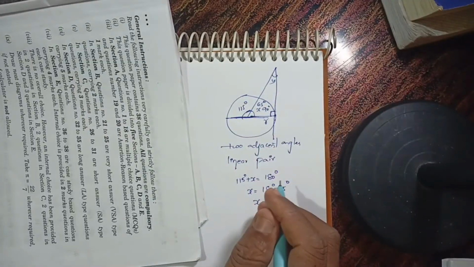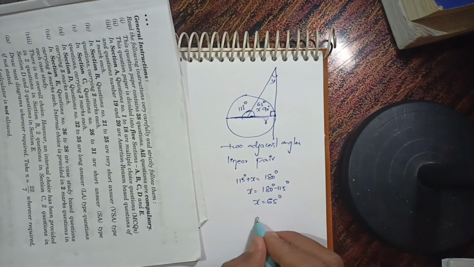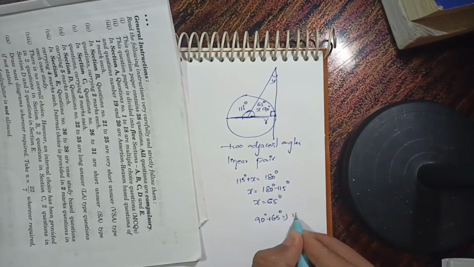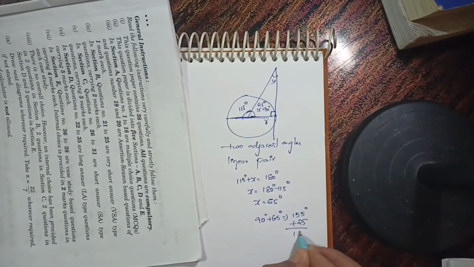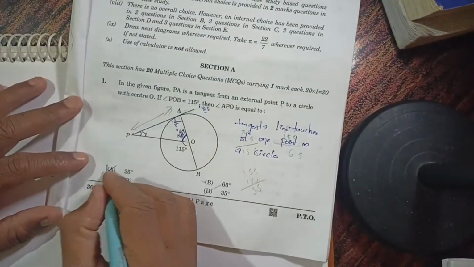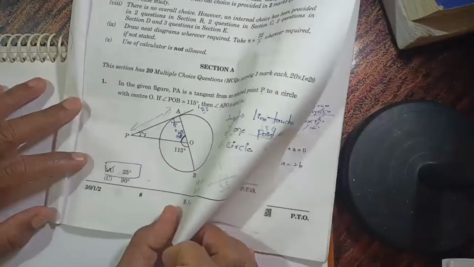The sum of angles in a triangle is equal to 180 degrees. 90 degrees plus 65 degrees, which already becomes 155 degrees. If you add 25 degrees to this, it becomes 180 degrees. So the answer for this question is 25 degrees.